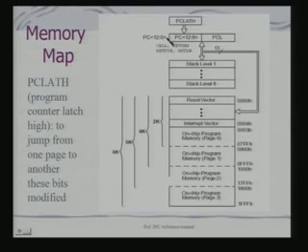So I have the PC. The PC has how many bits? 13 bits. Okay. Out of these 13 bits, a part of it is mapped to what is called the program counter latch high register. Okay.